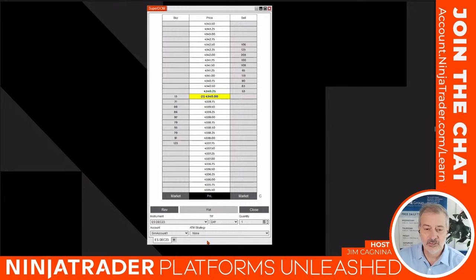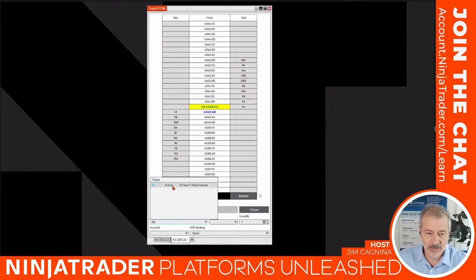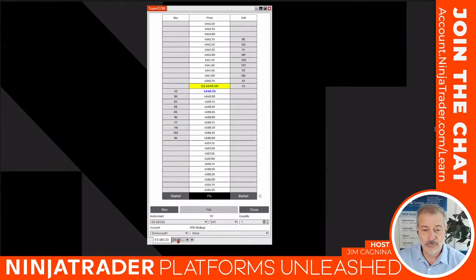This allows you to place automated trades also right here on the trading ladder. So that's kind of the anatomy. The very bottom, we have a tab, E-mini S&P. If I wanted to have another tab open here, I could simply click on the plus button and pick a different market. As an example, I could pick the 10-year treasury note market, which is ZN. I'll double click on that. And so now I have two different markets and two different tabs at the bottom of my SuperDOM.